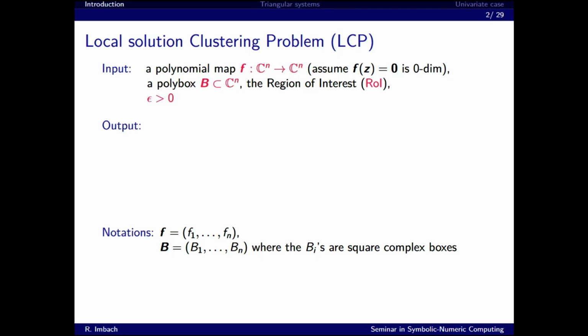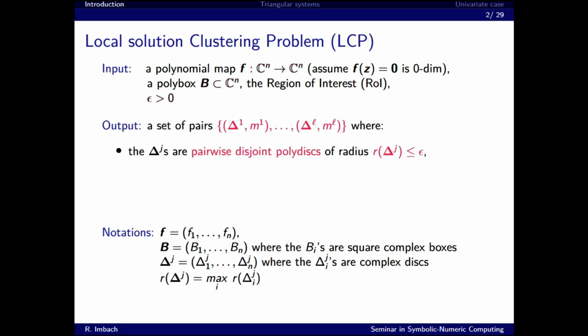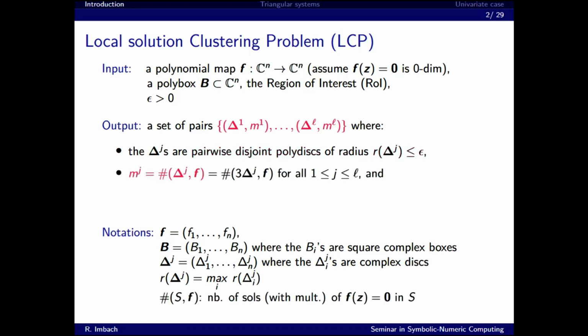And we consider a positive epsilon, and we want to compute a set of pairs delta j and mj, where the delta j's are pairwise disjoint polydiscs with radius less than epsilon. We want the mj to be the sum of the number of solutions contained, counted with multiplicities, in each delta j.